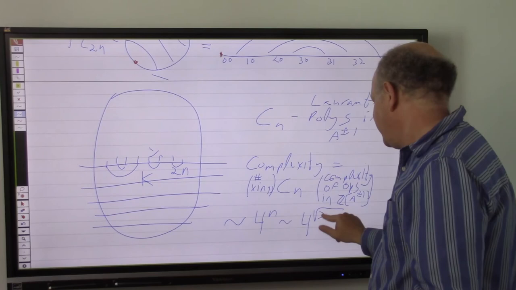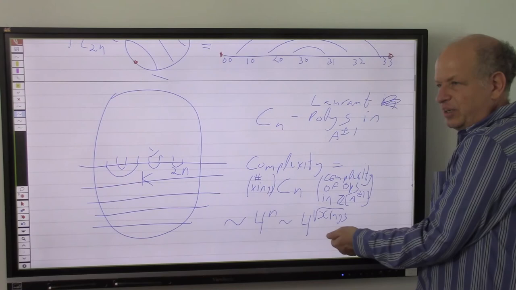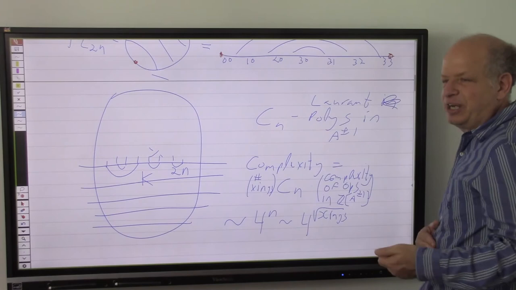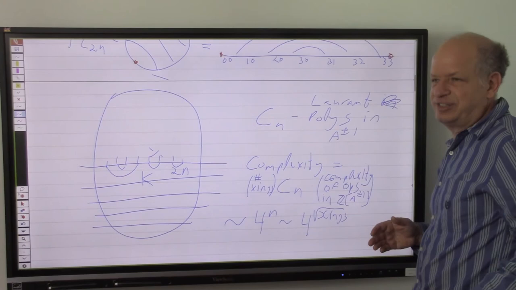and even if the number of crossings is 100, 4 to the square root of 100 is still a manageable number. So in fact, you can compute the Jones polynomial for knots with up to 200, 300 crossings, depending how much time you're willing to waste. To wait, sorry. Okay.